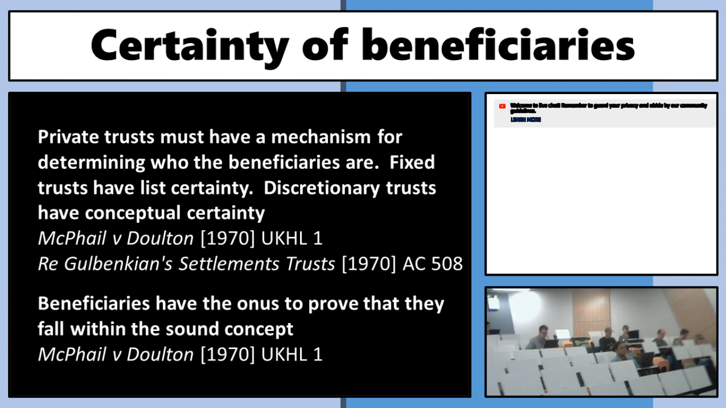My slides are out of order. That's why that came up afterwards. Okay, and just note, the onus is on the beneficiary to prove. So if you are a beneficiary, you have to prove you fall within the sound concept if you want to be considered for a distribution in a discretionary trust.